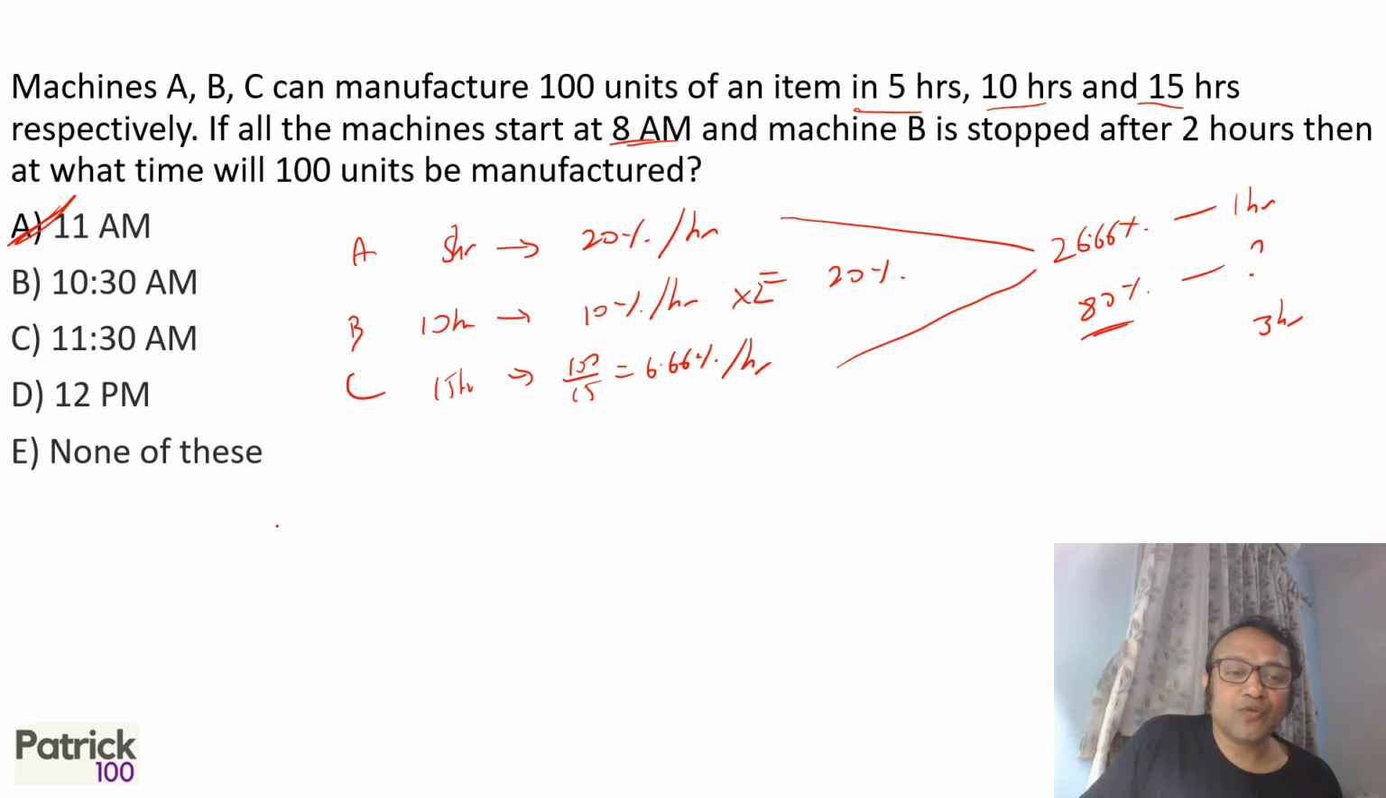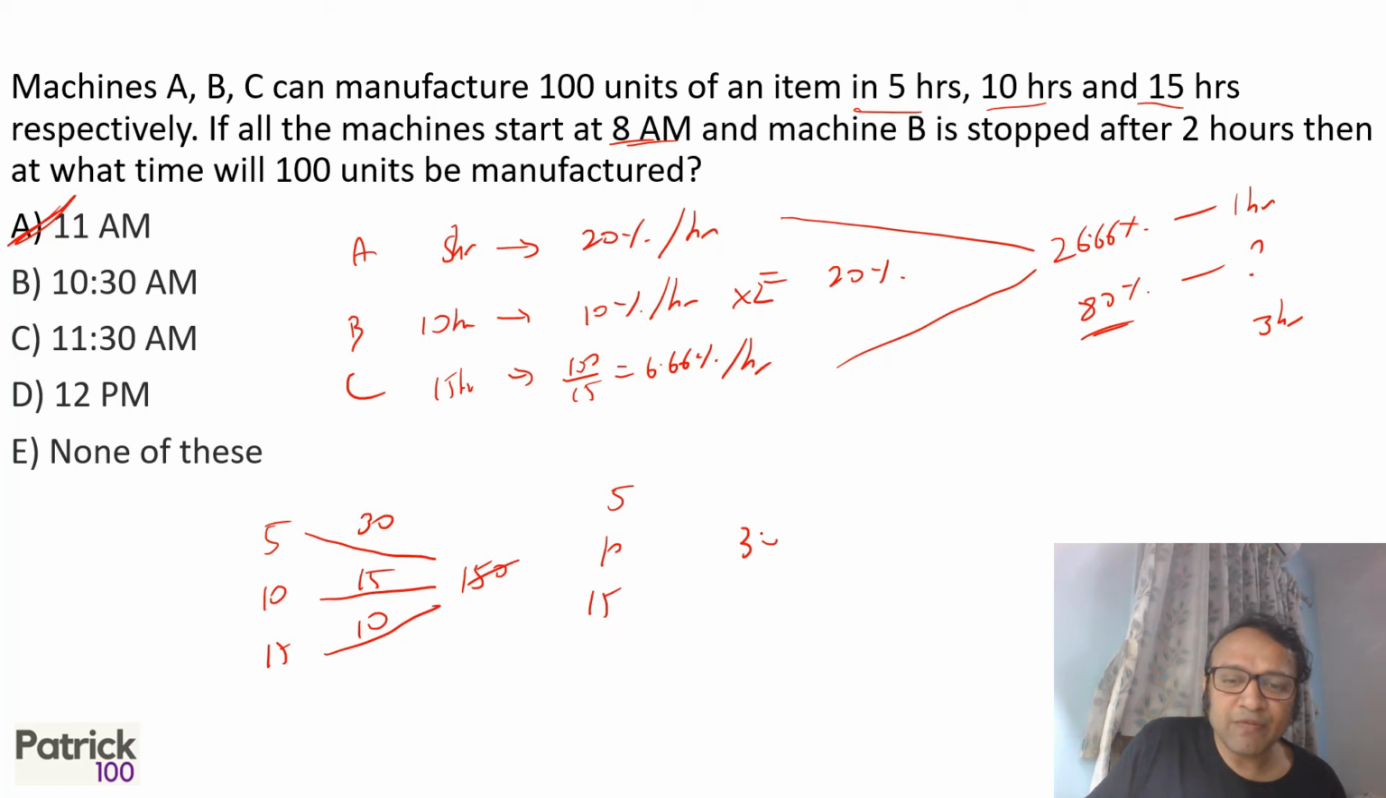So 5, 10, 15. So take the LCM of 5, 10, 15. So it will become, let's say, 150. So the first one does 30 units, second one does 15 units, and last one does 10 units per hour. This is how you can solve, or you can take LCM as 30, whichever you're comfortable with. 5, 10, 15, even 150 will give you the answer. Okay, this is 3 units of work, this is 6 units of work, and this is 2 units of work. So this 3 units of work is done for 2 hours. So 6 units of work is completed by B.